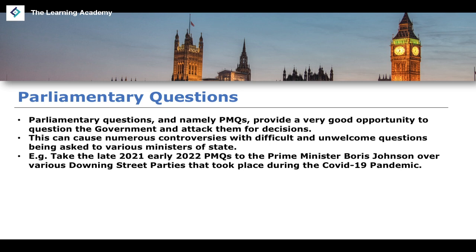So, a very good example that you can talk about, some of the most recent examples of very difficult and unwelcome questions being asked to various ministers of state, take place around the end of 2021 and early 2022 at Prime Minister's Questions, where the Prime Minister, Boris Johnson, was questioned quite vigorously for multiple weeks over various Downing Street parties that took place in violation of the law during the coronavirus pandemic.